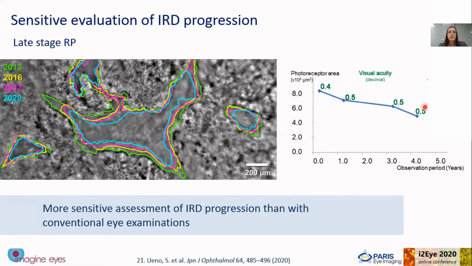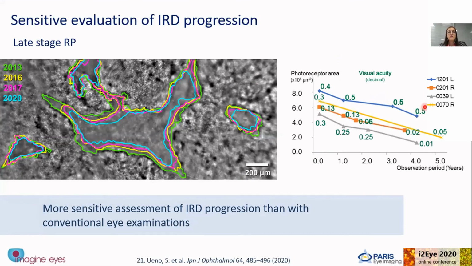And what is also remarkable in this study is that RP progression, as detected with adaptive optics, seemed to be very steady across patients.